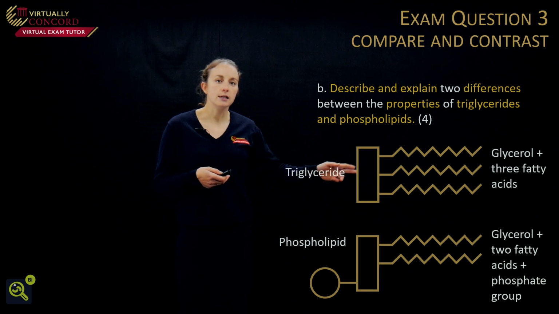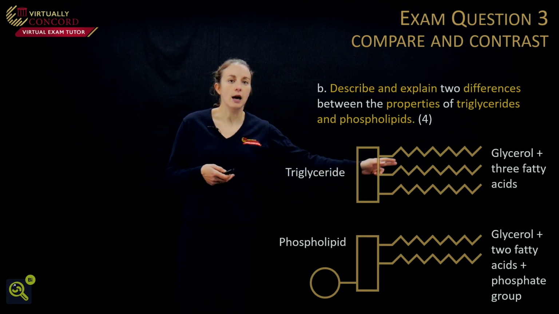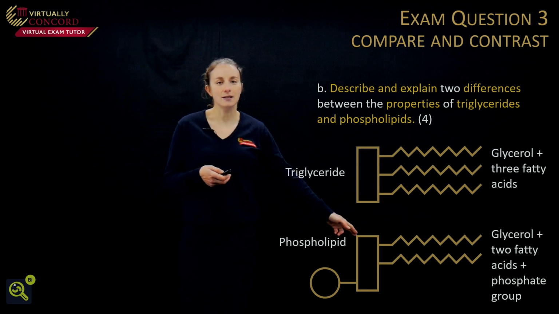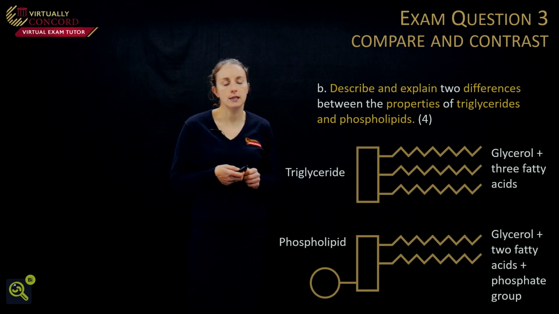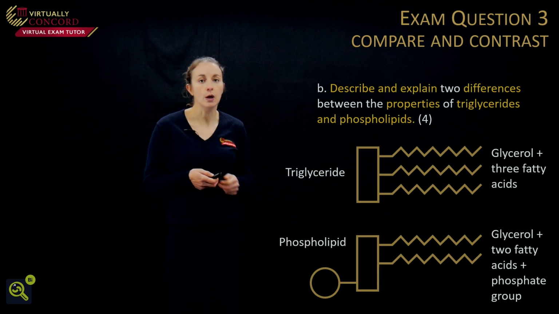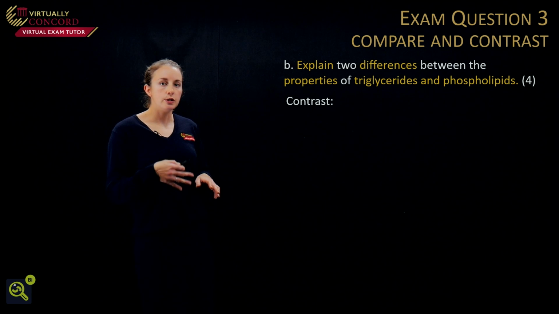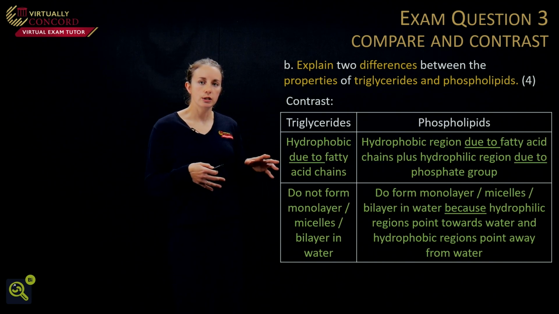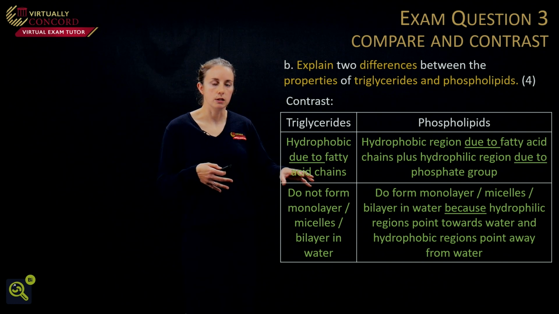So we have triglycerides, which have a glycerol molecule and 3 fatty acids, whereas our phospholipid molecule still has our glycerol, but we only have 2 fatty acids, and in this case we have a circle representing our phosphate group, which you would not find in your triglyceride. In my answer, I've used a table a little bit like I did with the carbohydrates contrast questions, just to make you make those direct comparisons.